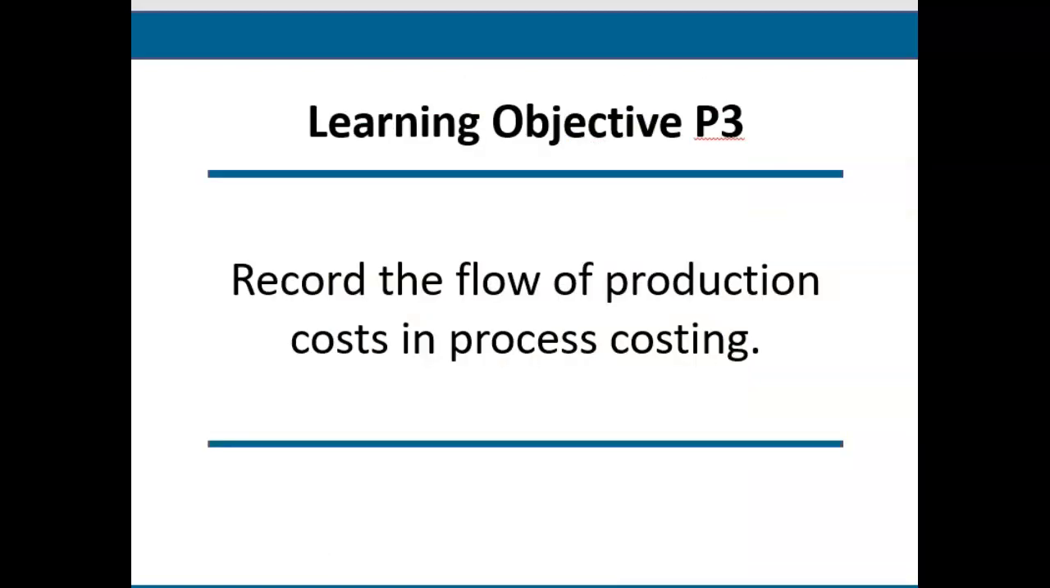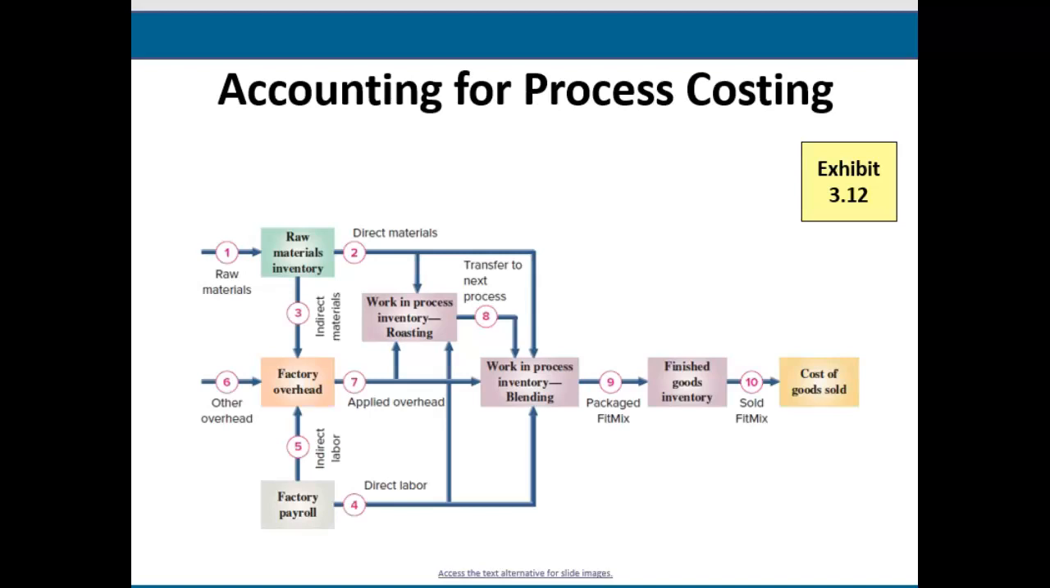Next, record the flow of production costs in process costing. So in Exhibit 3.12, we can see the flow of materials, labor, and overhead costs through the manufacturing processes. There are separate work in process inventory accounts for the roasting and blending departments. When goods are packed and ready for sale, these costs are transferred to the finished goods inventory account. When goods are sold, their costs are transferred to the cost of goods sold.